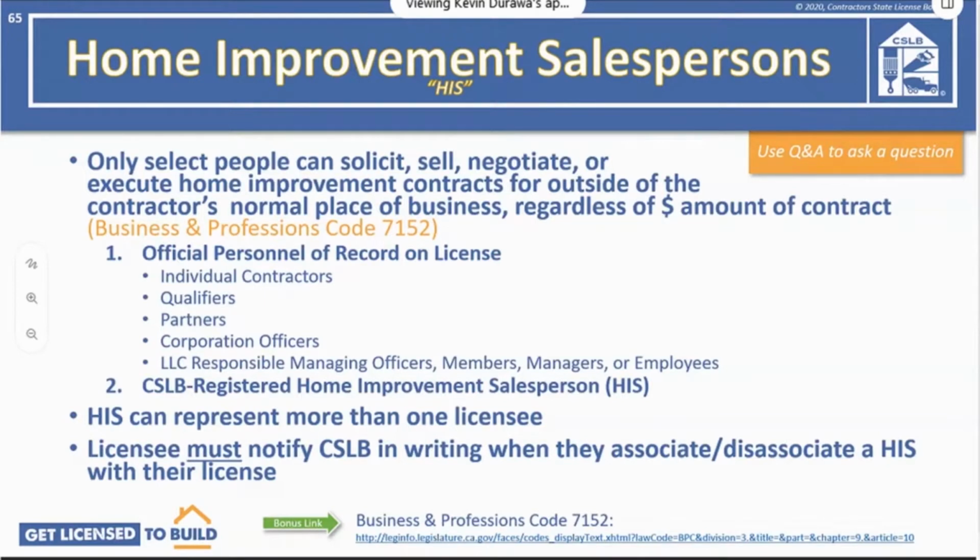Without an HIS, the official personnel of record on a license are the only ones that can solicit, sell, negotiate, or execute a contract. That includes individual contractors, license qualifiers, partners, corporation officers, and LLC responsible managing officers, members, managers, or employees. An HIS can work for more than one contractor. The licensee must notify CSLB in writing when they either associate or disassociate an HIS with their license.